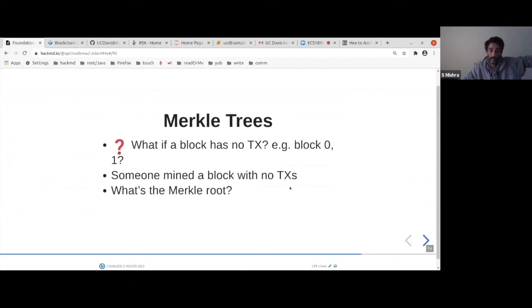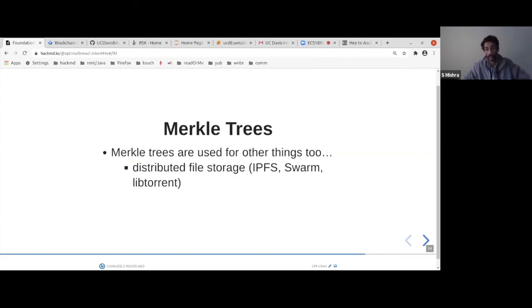This happens, for example, not so much in Bitcoin, but it happens in networks like RSK, which are just starting out, not a whole lot of transactions. Miners still have to mine, so they just mine a block with no transactions. That's perfectly legitimate. Merkle trees also show up in other applications.